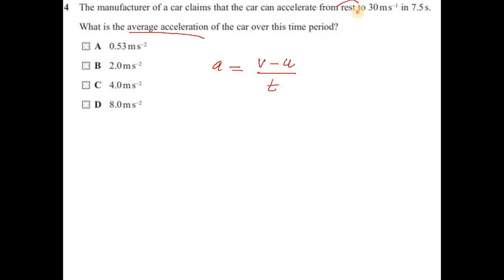The average acceleration formula is a equals v minus u divided by t. The car is starting from rest, so initial velocity is 0. So acceleration is 30 minus 0 divided by time 7.5, and the answer is 4. So your option is C.